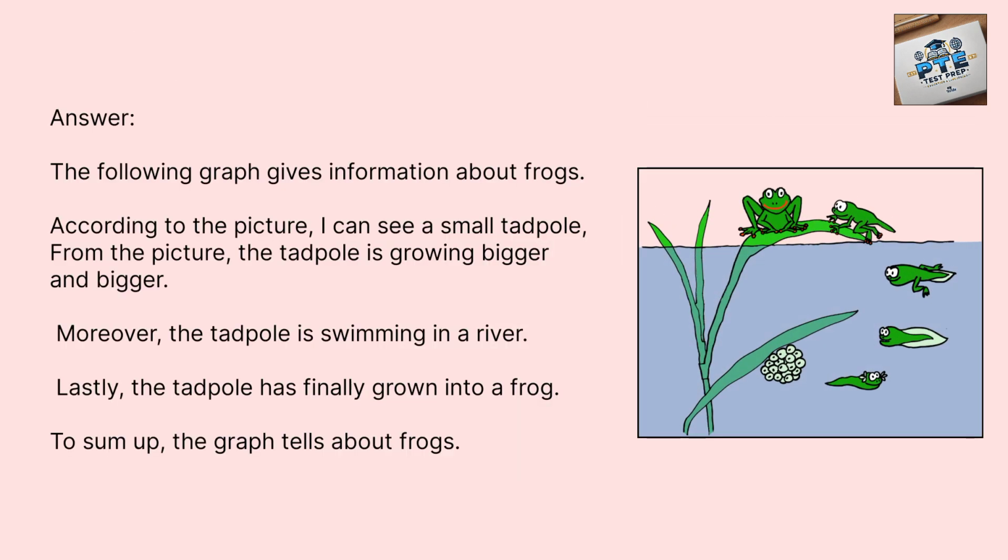The following graph gives information about frogs. According to the picture, I can see a small tadpole. From the picture, the tadpole is growing bigger and bigger. Moreover, the tadpole is swimming in a river. Lastly, the tadpole has finally grown into a frog. To sum up, the graph tells about frogs.